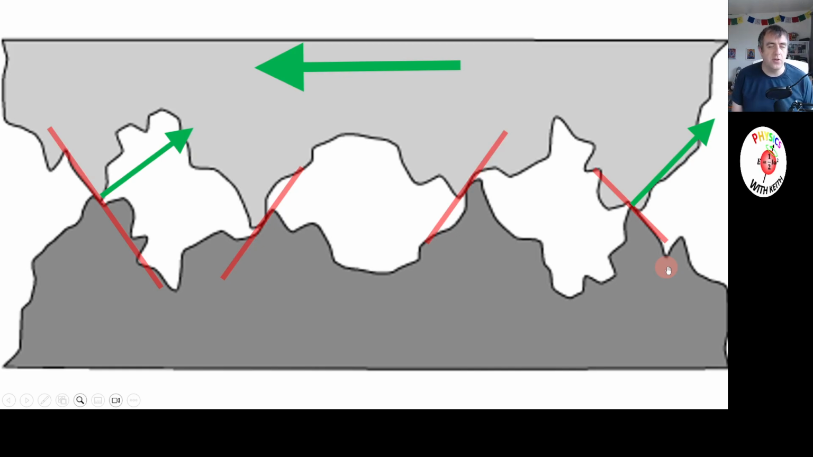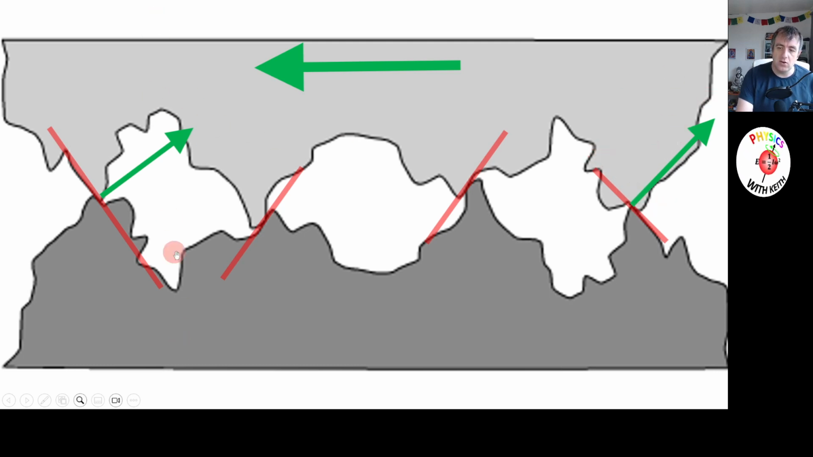Now, a contact force, a push force, is also called a normal contact force, sometimes called a normal reaction force. The word normal there just means 90 degrees. 90 degrees to what? 90 degrees to the tangent, a tangent that passes through the point of contact between these two surfaces. So this green arrow is perpendicular to that tangent, and this green arrow is perpendicular to that tangent.